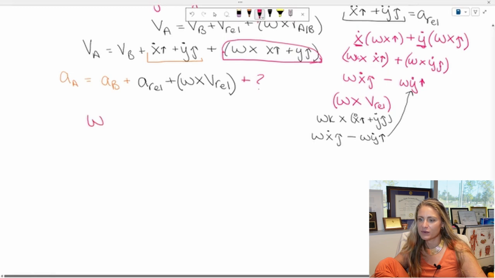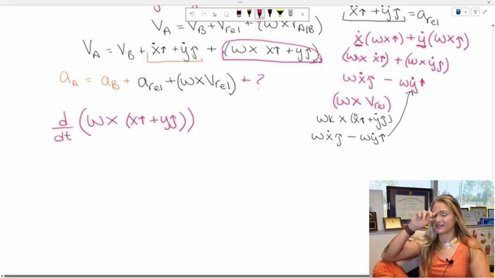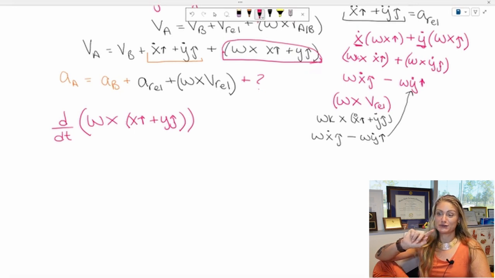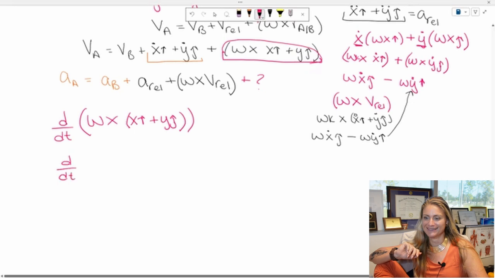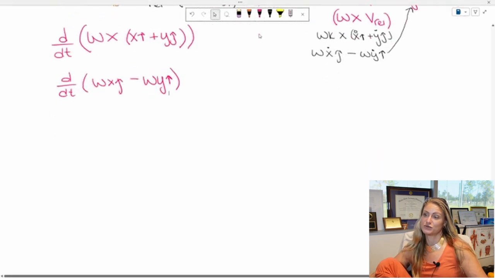So we have omega cross xi plus yj, and we need to take its derivative. Before taking its derivative, and trust me, I did this both ways, it is a lot easier if you do the cross product first and then take its derivative. Just take my word on it because I'm not going to show you both ways. So I'm going to say omega cross xi is omega xj. Omega cross y is omega yi in the negative. Now I am ready to take my derivative.